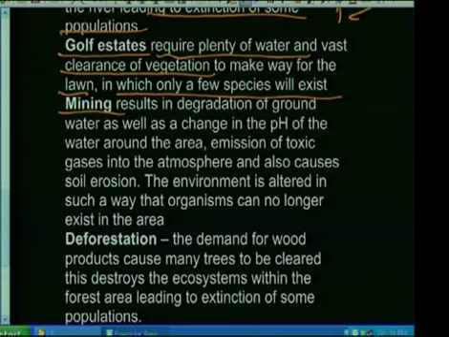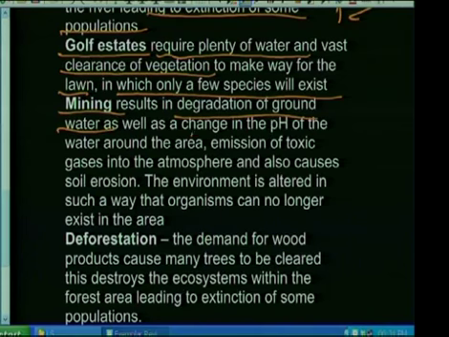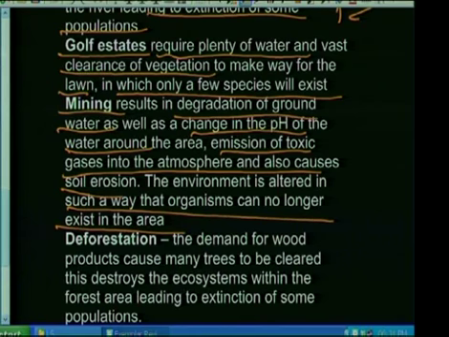Mining results in degradation of the groundwater because of acid mine drainage. The heavy chemicals are draining out into the water table, and this is causing a problem in the water source that we need, as well as the change in the pH of the water around the area. Emission of toxic gases into the atmosphere and also causes soil erosion. The environment is altered in such a way that organisms can no longer exist in the area.